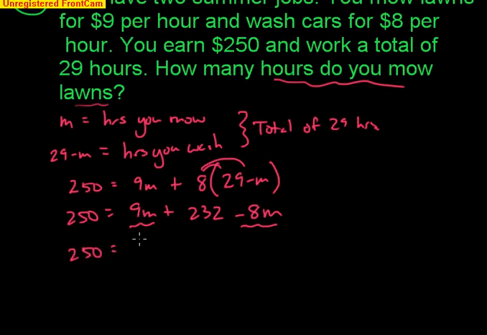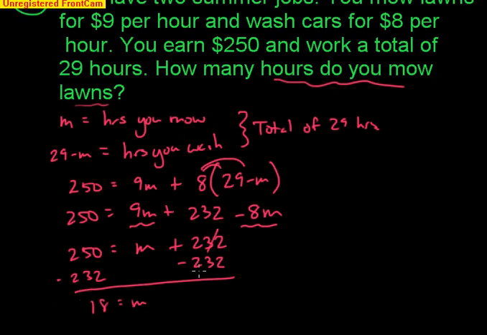We just do 9 minus 8. That's 1m. Don't need to write the 1 if you don't want to. And the plus 232 comes. And now to get m completely alone, let's subtract 232. 250 minus 232 is 18, and that is m. So how many hours do you mow?